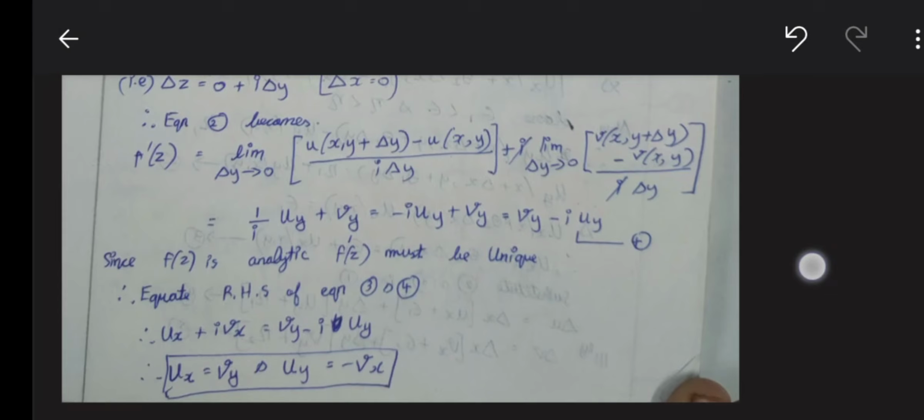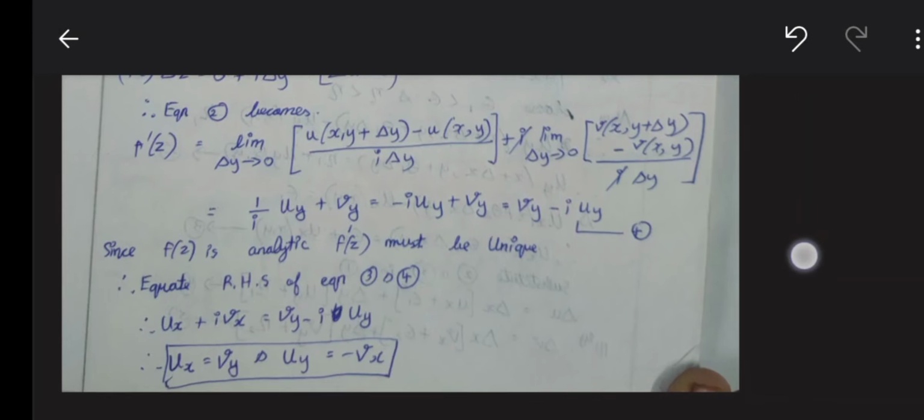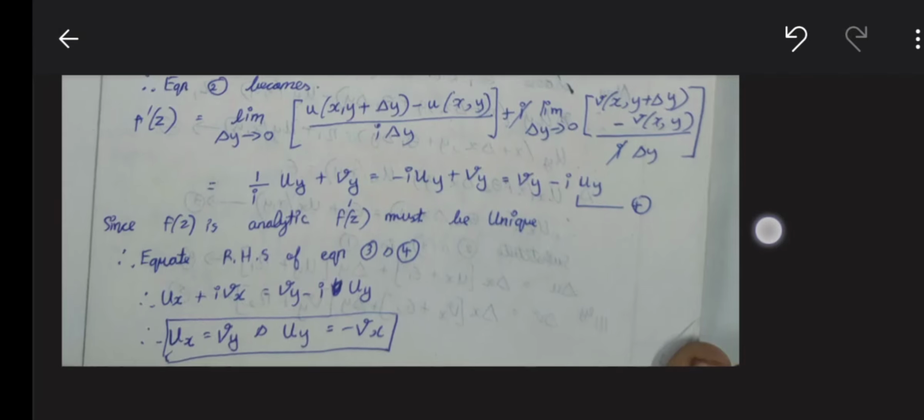Then we take reciprocals. 1 by i, if we take the reciprocal, becomes minus i by 1. Anything divided by 1 is the same, so we are just putting minus i times uy plus vy. We are changing the order, since the first term should not be negative. So we write it in the order vy minus i uy. We take it as the fourth equation.